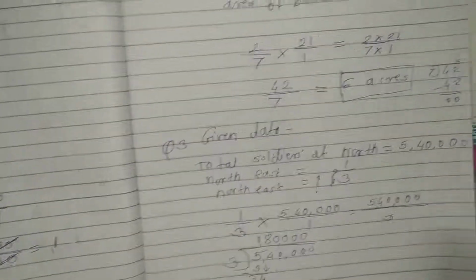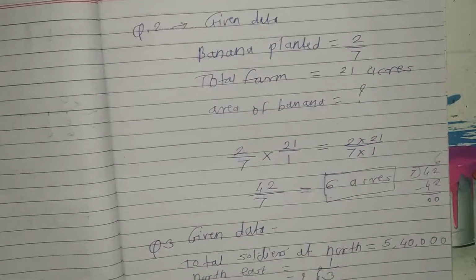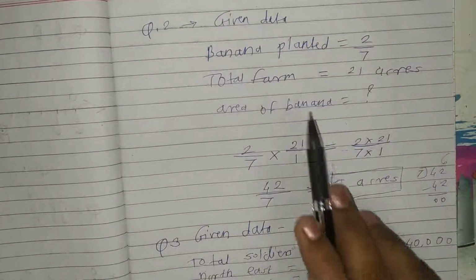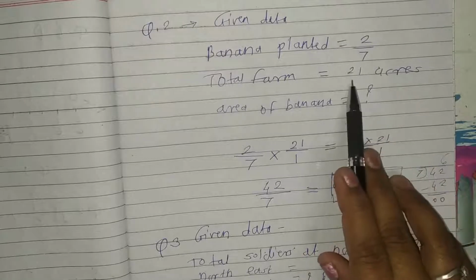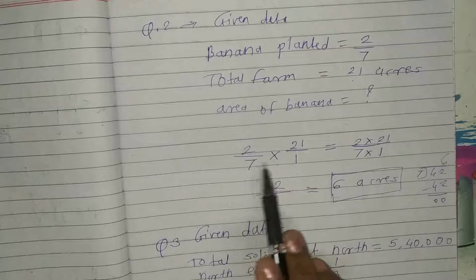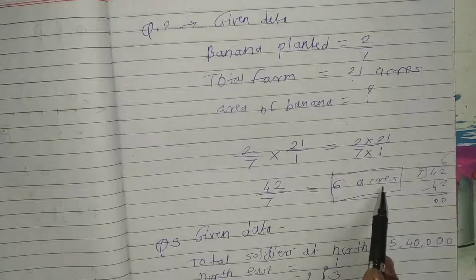Word problems I already explained in the meeting, but you give one more look here. So banana planted 2 upon 7 of 21 acres. So 2 upon 7 multiply by 21. After calculation, your answer is 6 acres.